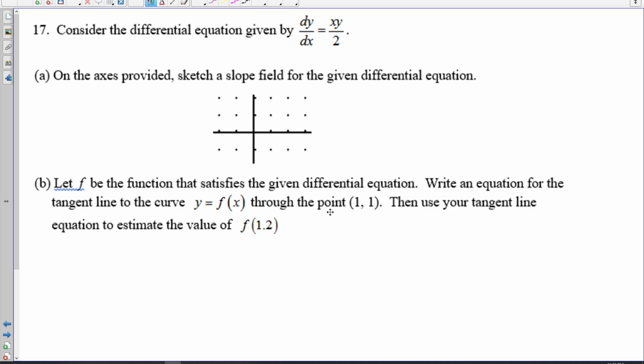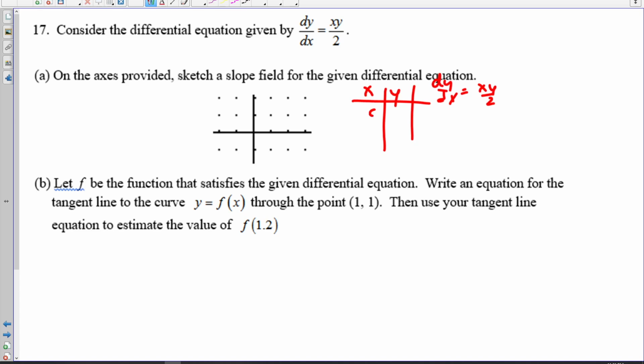Let's look at number 17. Over here it says, on the axis provided, sketch a slope field for the given differential equation. So you're just going to plot some points and figure them out on this problem. I'll plot some of them for you, but you can certainly finish up what I don't do. So if I put in x equals, let's see here.